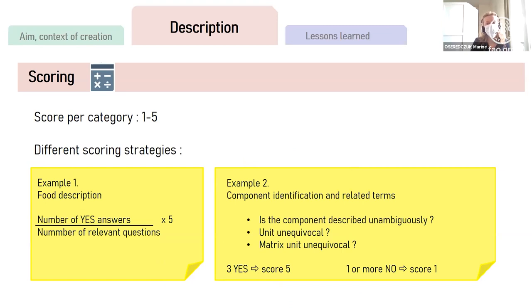For another category, the category component identification and related terms, the scoring strategy is totally different. This category consists of the three following questions: is the component described unambiguously, is the unit unequivocal, is the matrix unit unequivocal. To score it, you have to give the maximum score, which is 5, when you have 3 yes. Any other combination of answers would lead to score 1.